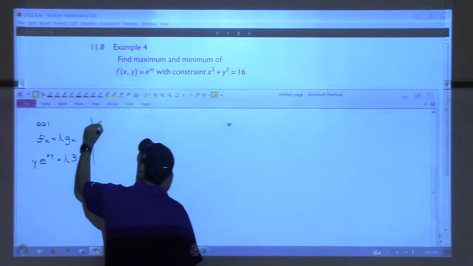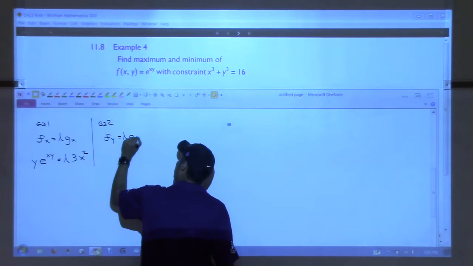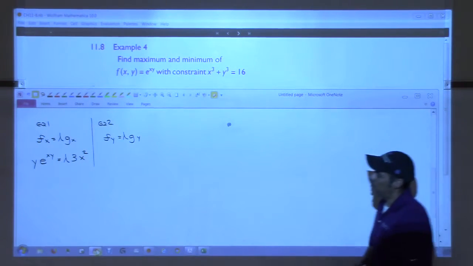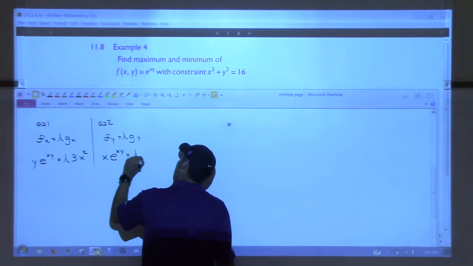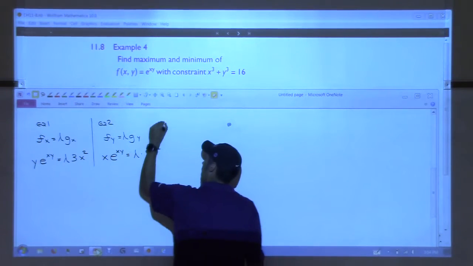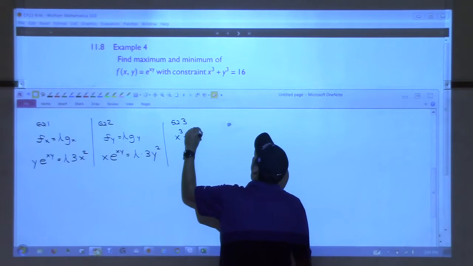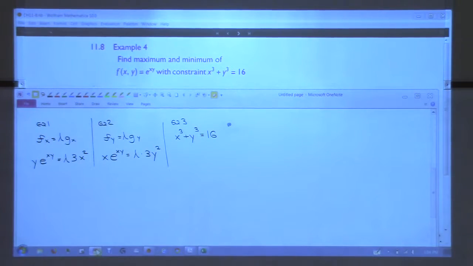Second equation, partial of f with respect to y equals lambda times partial of g with respect to y. What's our partial of f with respect to y? x e to the xy equals lambda times 3y squared. And then our last equation is the constraint itself, x cubed plus y cubed equals 16. All right, we've got to solve this system of nonlinear equations. Again, there are different ways to go about this.